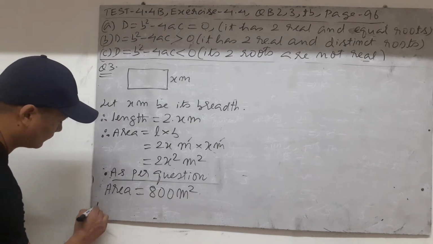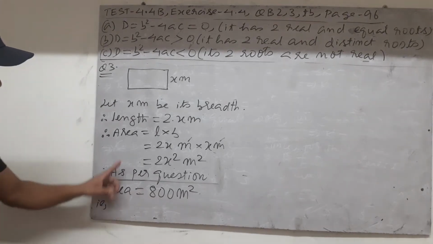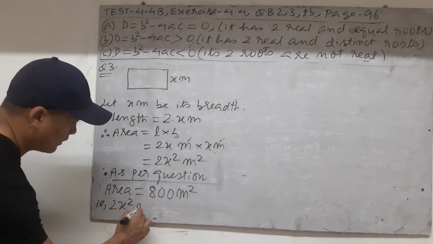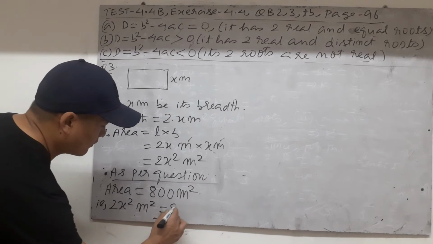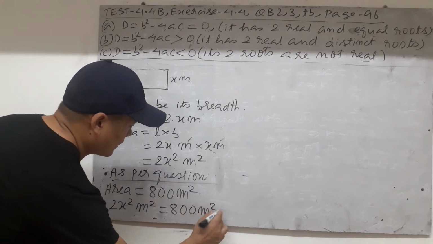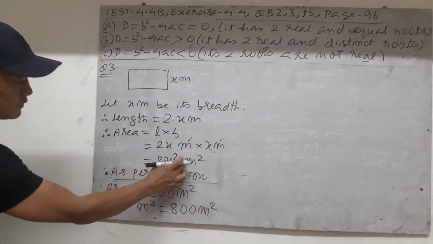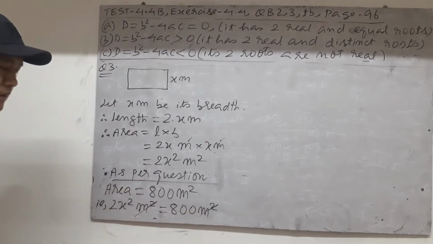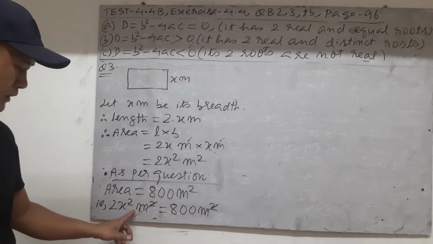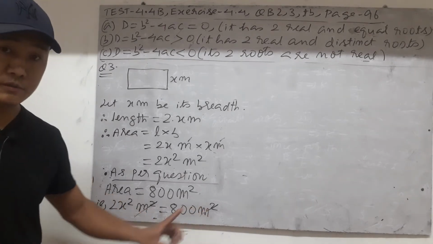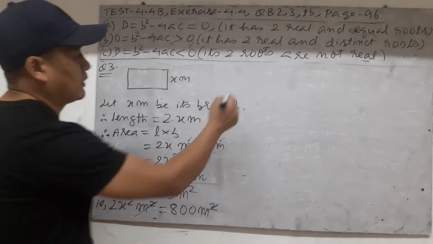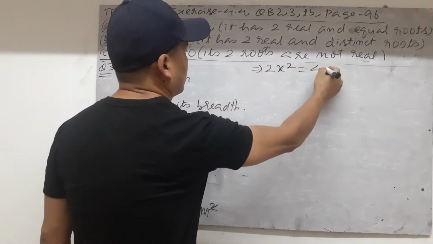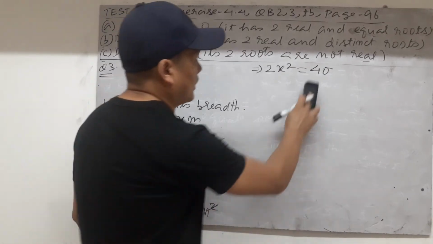That gives you the area here. This one can replace the area: 2x square meter square is equal to 800 meters square. The meter square on the left and right can cancel, because if you shift this meter square it will go down and cancel the numerator meter square. So we now have 2x square is equal to 800.